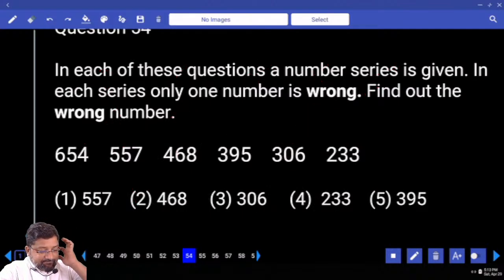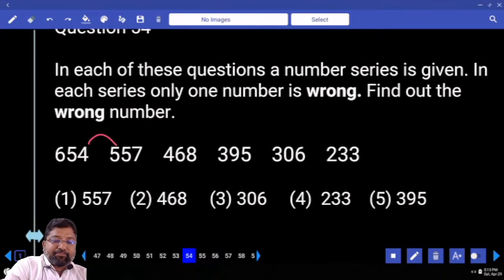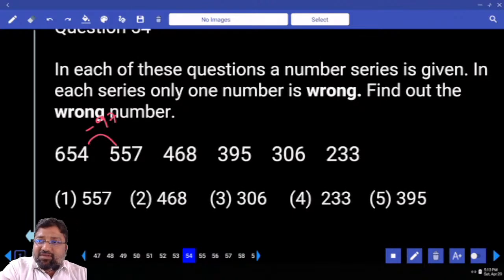54. Increasing or decreasing? What should I do? I should go for the differences. Please go for the differences. Can you please tell me what is the difference between these two numbers? Tell me the difference. -97. If subtraction is difficult, add instead, do it the reverse way.